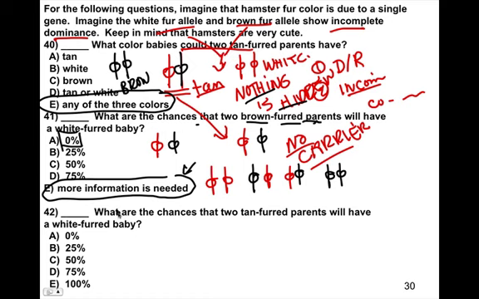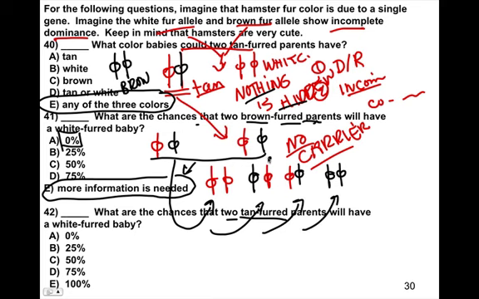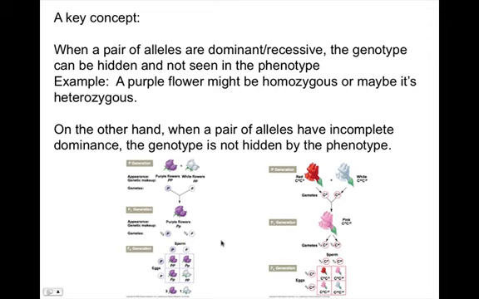What are the chances that 2 tan-furred parents will have a white-furred baby? We can actually work out some math here, and I've drawn it out. By random combination, there's a 1 in 4 chance, or a 25% chance. And that reveals a principle in transmission genetics that we want to talk about next. This is just a key concept written out.